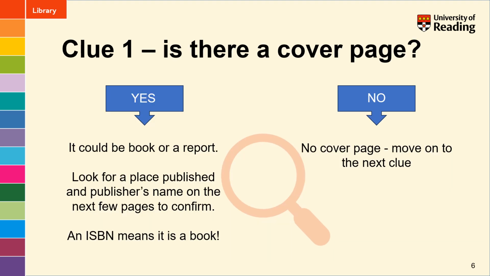If you find yourself looking at a mystery PDF from your search results, the first thing you could try is to look for clues on the opening page. Does it have a cover or an opening page with a title and authors or editors? If yes, then it could be a book or a report. Further clues include a place of publication and a publisher's name, and if you see an ISBN, it's definitely a book. Let's look at a couple of examples on this before moving on to our next clue.